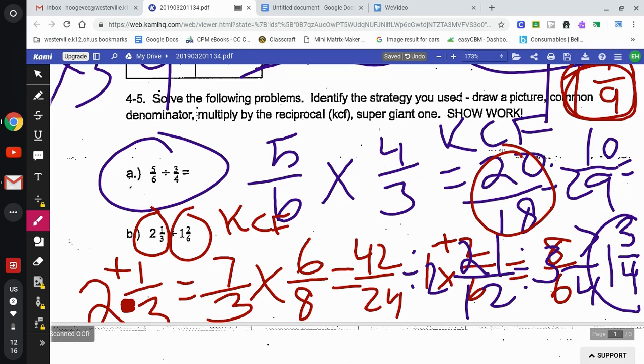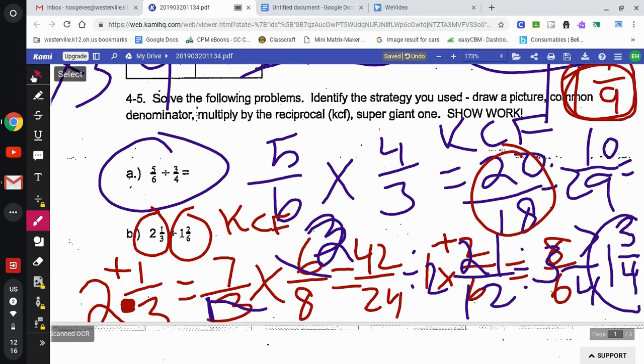You also could have cross-canceled here and known that 3 and 6 had a common factor. Could have made this 3, could have made this 1, and then you would have got 21 over 8 and went from there. Actually, this would have been 2. It would have been 14 over 8.